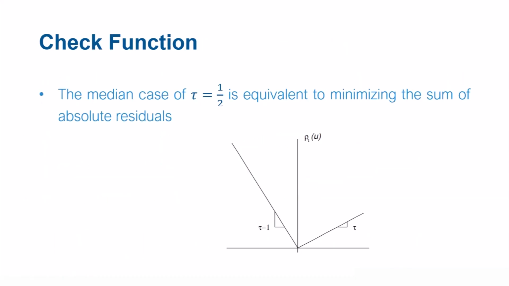So effectively what this check function would do is, for all the negative side residuals mu i, multiply with tau minus 1, and positive residuals mu i would be multiplied with tau.